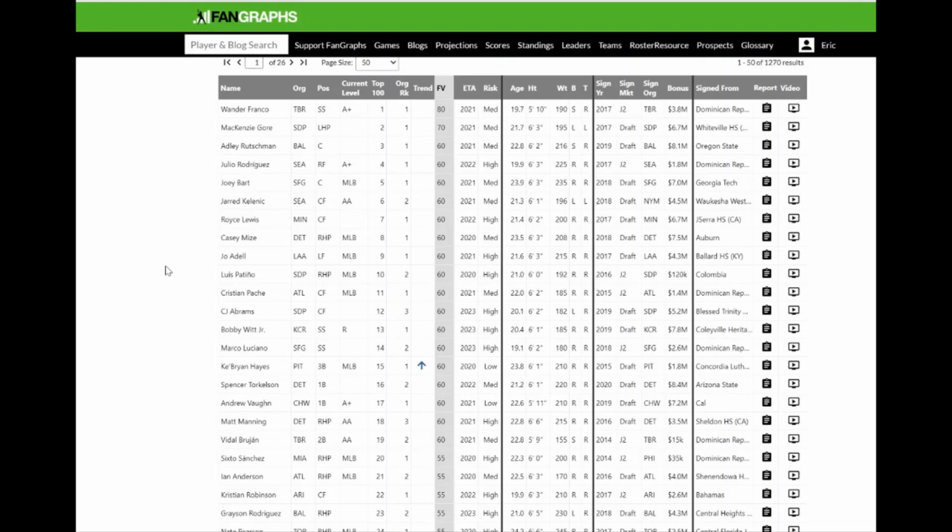Like, it doesn't make sense to look at an 18-year-old and try to project him when he's 28. You want to project him to when he's 23 and he has to be put on your 40-man and maybe in the big leagues in a significant way. So I'm looking at those first 6 years of team control.